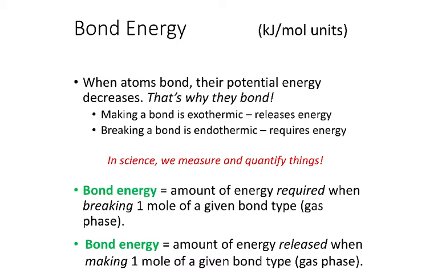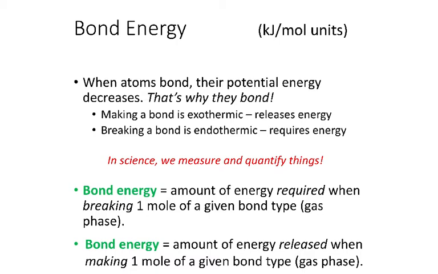So a molecule has bonds, and a chemical reaction is bonds breaking and new bonds forming. And bonds themselves have potential energy, like holding it together, right? When atoms bond, the potential energy of the atoms decreases. That's why they bond. It's a more stable set if they're bonded together. So typically, making a bond is exothermic, right? Because it decreases the potential energy.